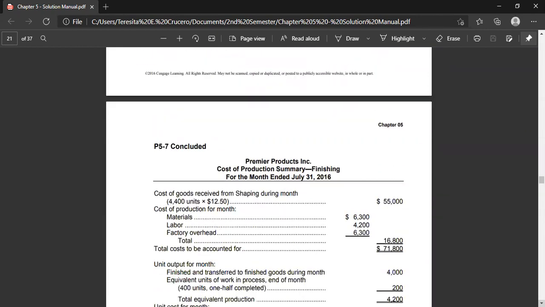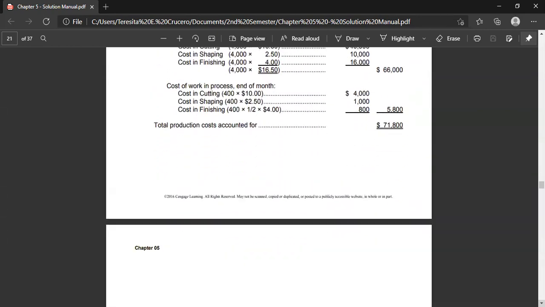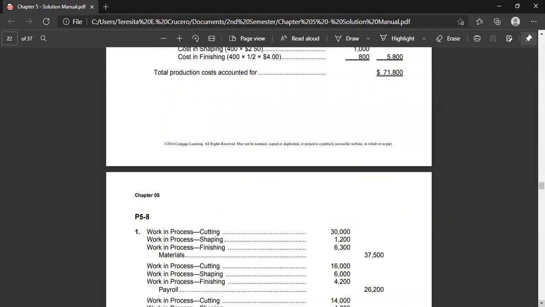Okay, so in 5-8, we have the entries. So work in process cutting given is 30,000. Then shipping 1,200 and finishing for another 6,300. So total is 37,500.